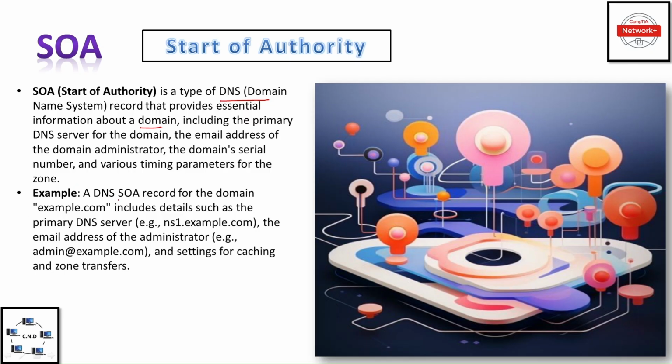For example, a DNS SOA record for the domain example.com includes details such as the primary DNS server, for example, ns1.example.com, the email address of the administrator, for example, admin@example.com, and settings for caching and zone transfers.